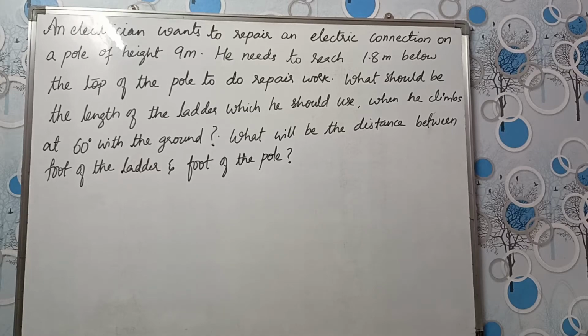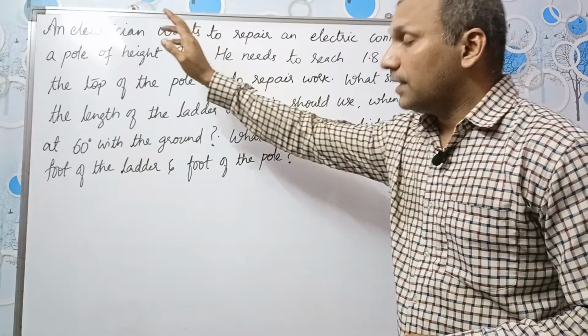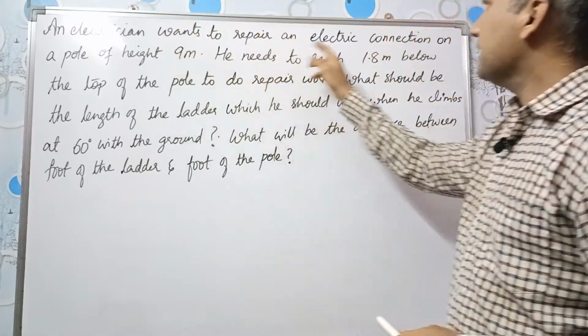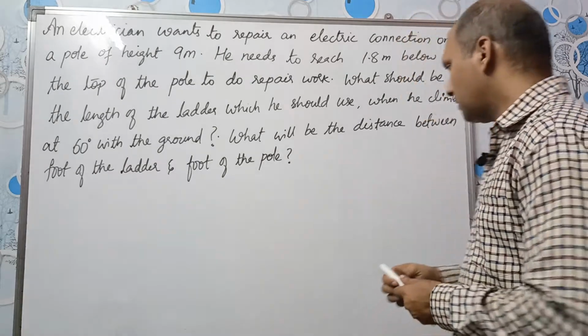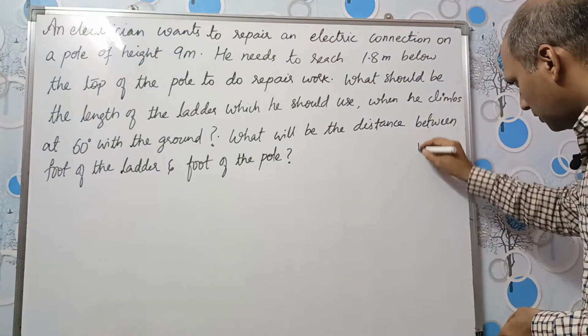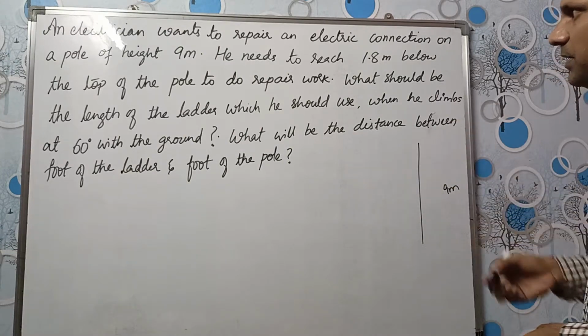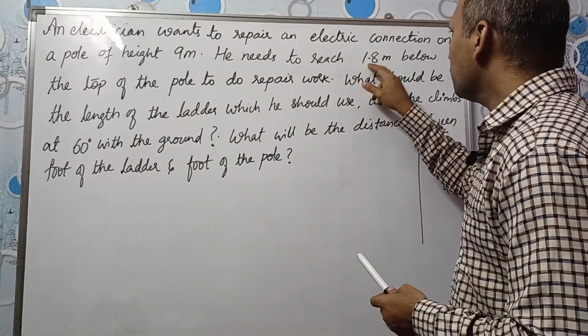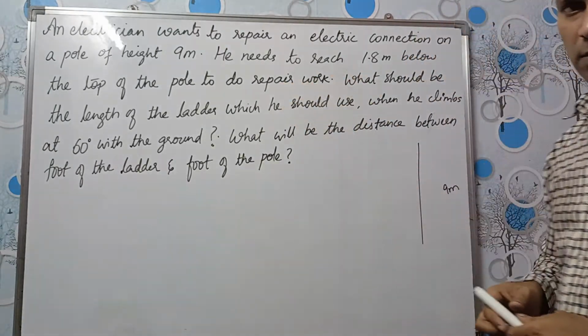Hi students, in this video we will solve this problem. An electrician wants to repair an electric connection on a pole of height 9 meters. Okay, height of the pole is 9 meters, given. This complete thing is 9 meters. He needs to reach 1.8 meters below the top of the pole to do the repair work.